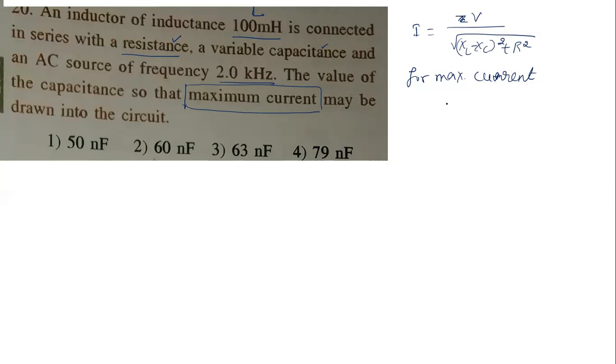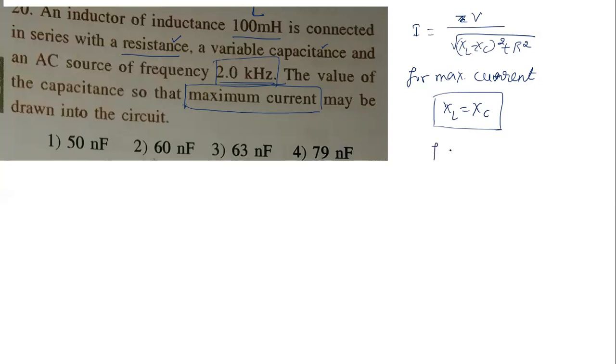We can just make XL equal to XC. So this is what we call the resonance condition. From this we can find the frequency formula. Here, the frequency is given to us, the inductance is given to us, and we need to find the capacitance.